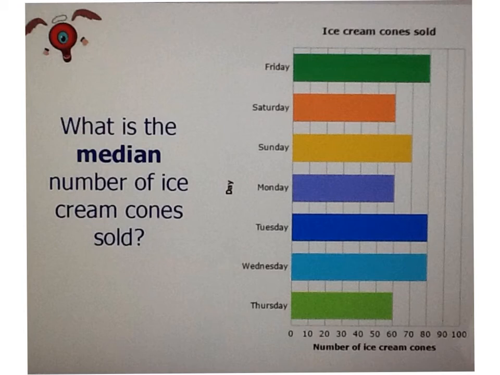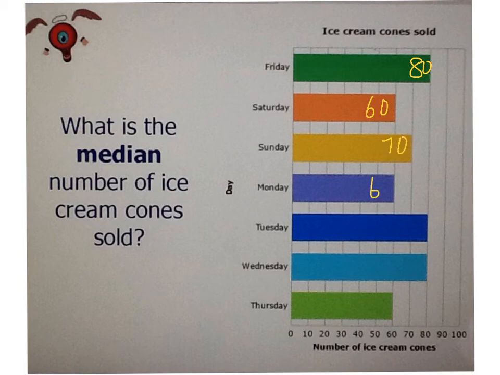So now let's try finding the median number of ice cream cones sold. Looking at this bar graph, we would first want to write down what each number represents here. So we can look at this first one. On Friday, it looks like there were 80 sold. And then on Saturday, if we follow, this should be 60 sold. And on Sunday, it looks like there were 70 sold.